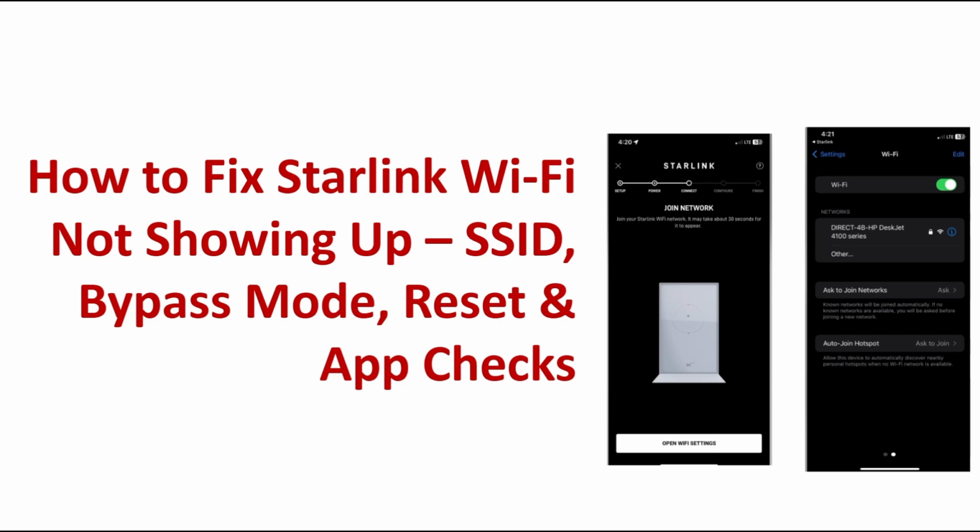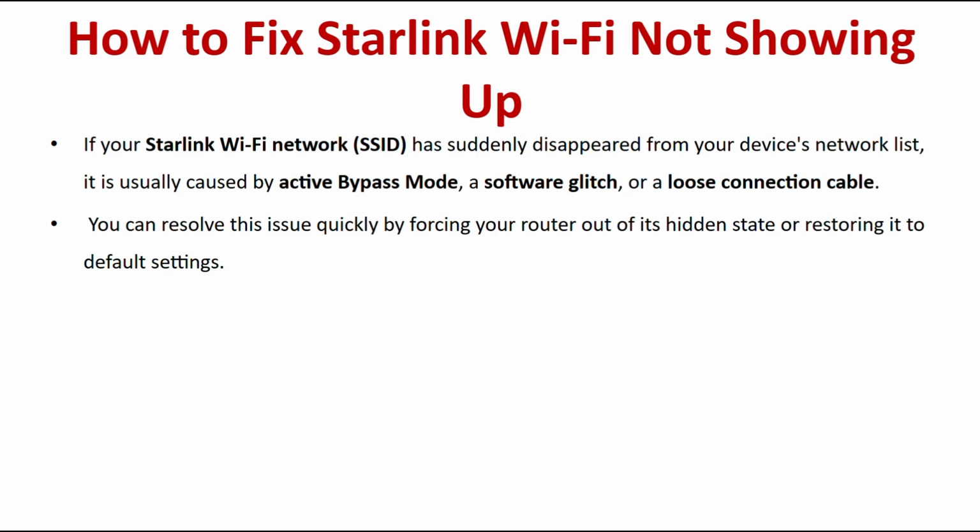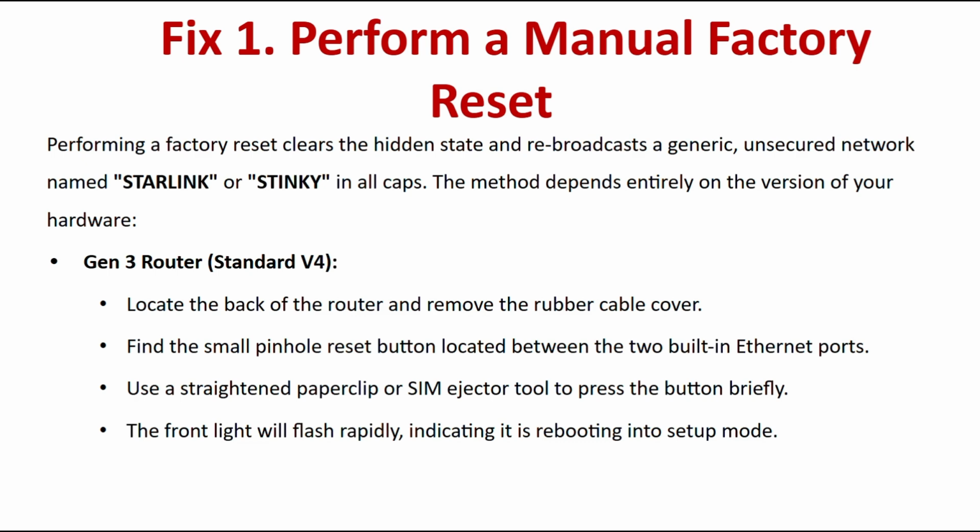Today in this video, we are going to see how to fix Starlink Wi-Fi not showing up, SSID, bypass mode, reset and app checks. If your Starlink Wi-Fi network SSID has suddenly disappeared from your device's network list, it is usually caused by active bypass mode, a software glitch or a loose connection cable. You can resolve this issue quickly by forcing your router out of its hidden state or restoring it to default settings. Fix 1. Perform a manual factory reset.